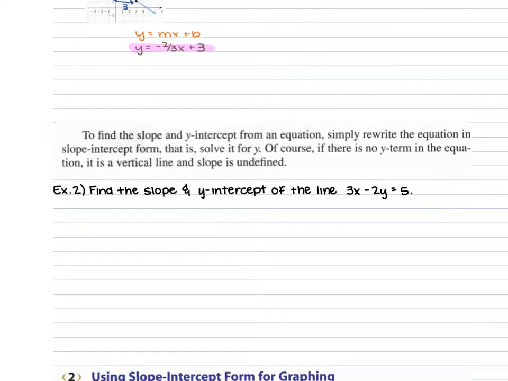Example 2 tells us to find the slope and y-intercept of the line 3x minus 2y is equal to 5. Now this equation is in standard form. Standard form is just ax, so something times x, plus by, which is something times y, is equal to c, your constant. So with this, the only thing we have to do is resolve this equation for y in order to get our equation in slope-intercept form.